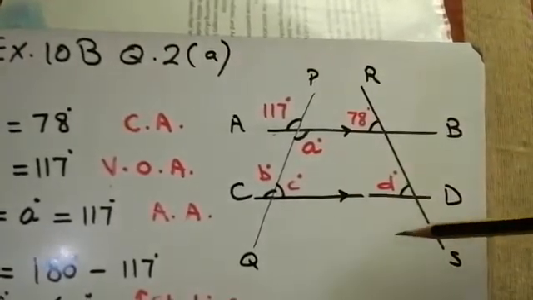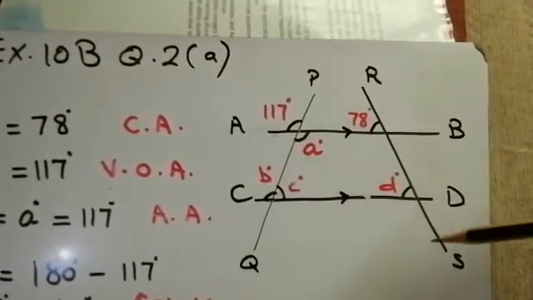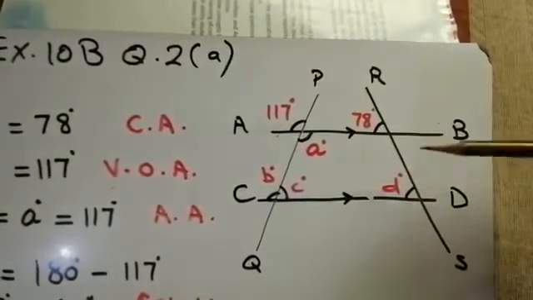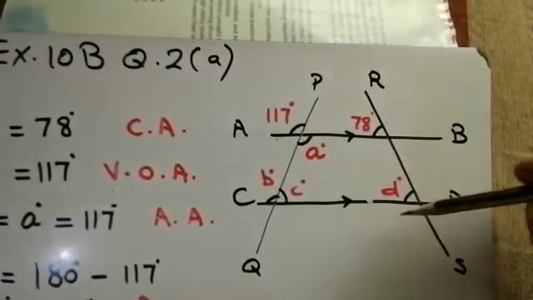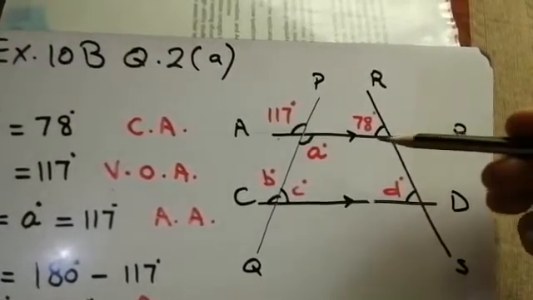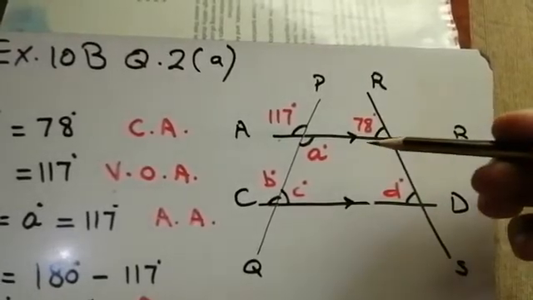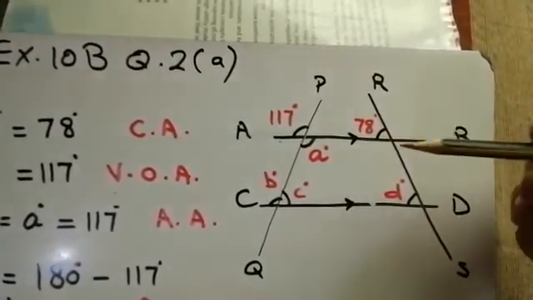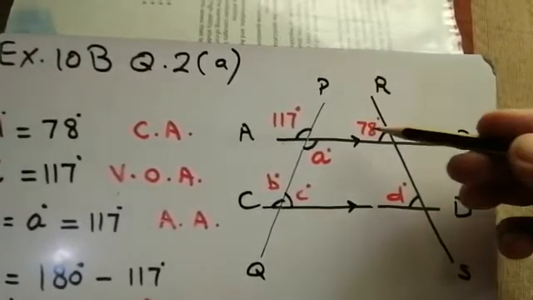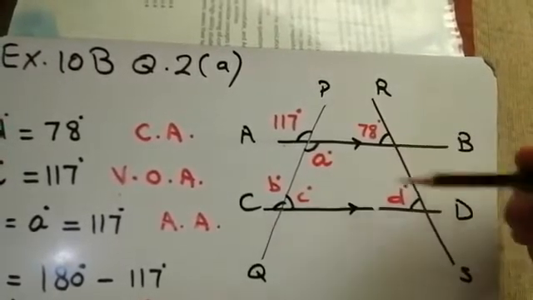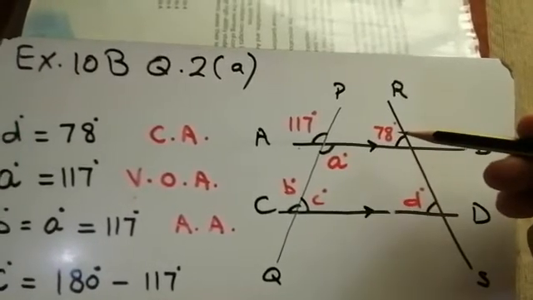First of all, we are going to look at the right side of the diagram. This is a transversal and it is intersecting this pair of parallel lines, so the angles above the two parallel lines on the same side of the transversal form a pair of corresponding angles. So this angle D and 78 will be the same in size. So angle D is equal to 78.